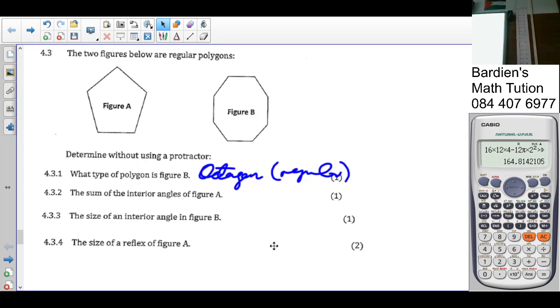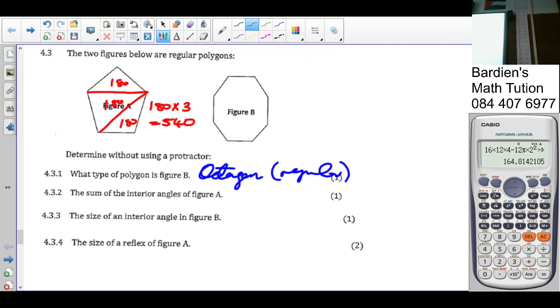So in 4.3.2 the question says, determine without the use of a protractor the sum of the interior angles of figure A. So how are we going to do that? What we do is we divide the shape up into triangles. How many triangles can fit in here? 3. And the interior angles of a triangle is 180. So 180 times 3 is 540. So the interior angles is 540 degrees. Not so?